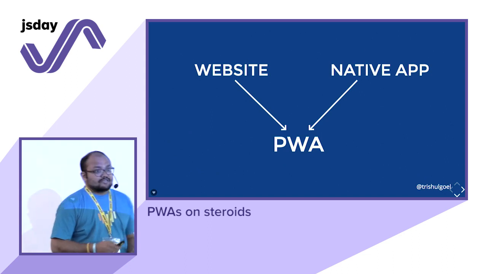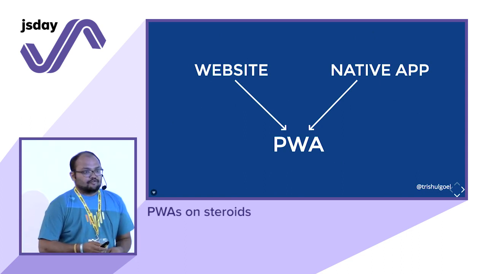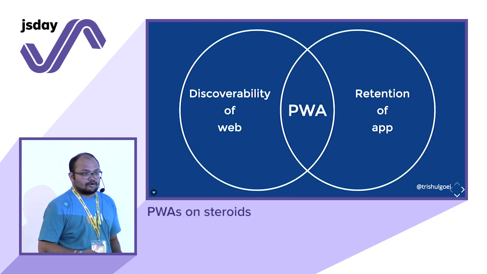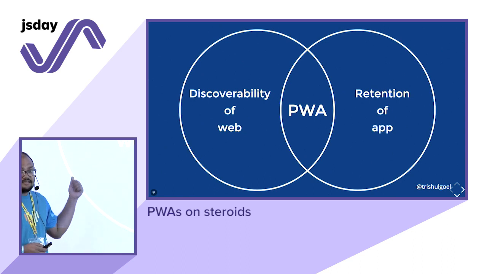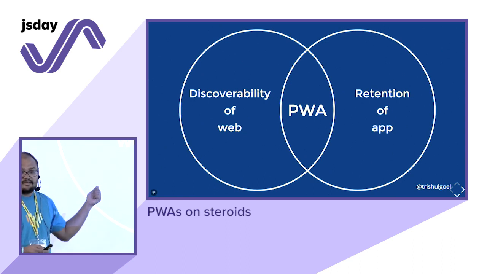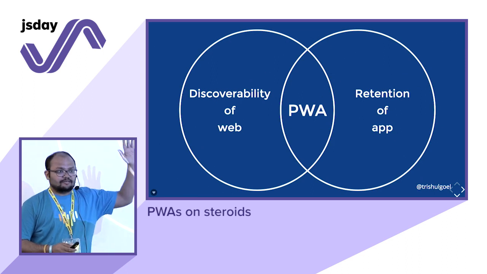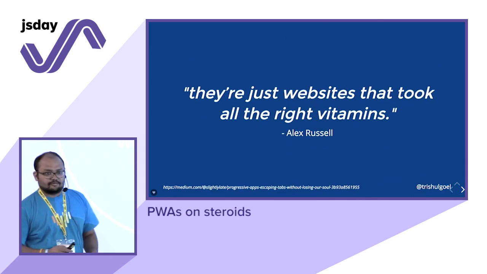A native app, you have to install and then use it, right? But a progressive web app follows a different agenda. You have to first use it, and if you like it, then install, not necessarily install it. A progressive web app has the discoverability of the web and the retention of an app. How many of you resonate with this? Perfect. Now it looks like we're in the right room.